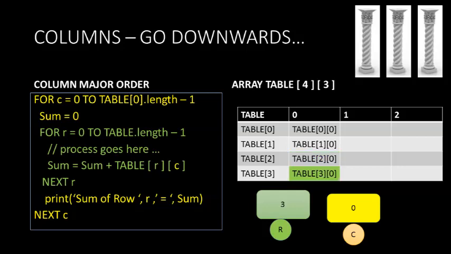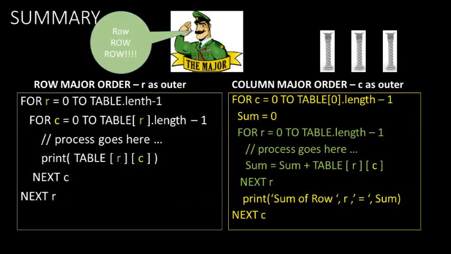To summarize, if you wish to traverse the list one row at a time, going through column by column, put the row loop as your outer loop. This is row major order. If you wish to traverse going down the columns, place the column loop as the outer loop. This is known as column major order, and allow the rows to change more rapidly inside as the nested loop within the column major order loop.